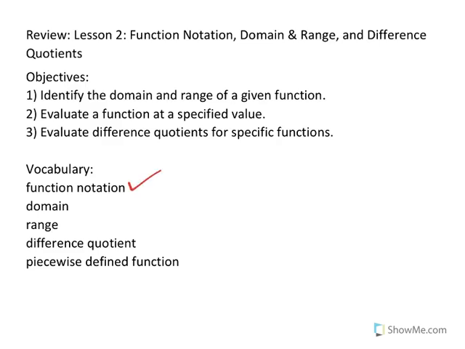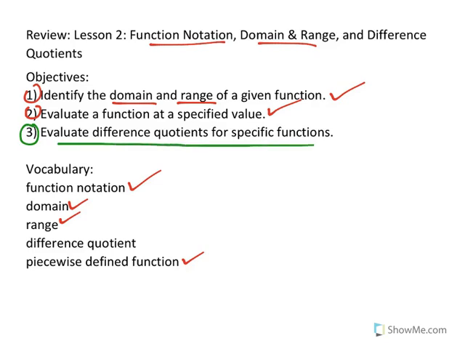So today we reviewed function notation, domain, range, and piecewise defined functions. We looked at the first two objectives: identify the domain and range of a given function, either from a graph or from a function rule, and evaluate a function at a specified value. We're going to take a look at objective 3 later. We won't include it today, but we will come back to this later. Evaluate difference quotients for specific functions. We're going to postpone that, and of course that vocabulary term will be postponed as well.